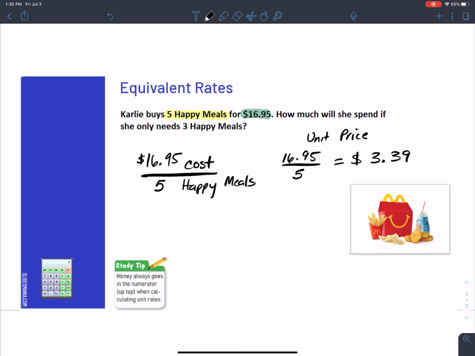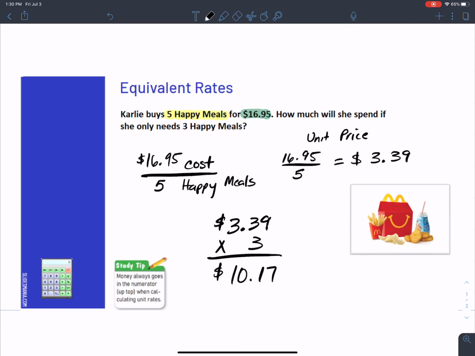All right. So the price for one Happy Meal is $3.39. Now we want to answer our question. How much will she spend if she only needs 3 Happy Meals? So let's say she goes another day and she only needs 3. Well, the Happy Meals are still $3.39. And now that we only need 3, that's what we have to multiply by. You have your calculator, so go ahead and multiply that by 3, and you get $10.17. Now, how can you answer that? If Carly only needs 3 Happy Meals, she will spend $10.17.